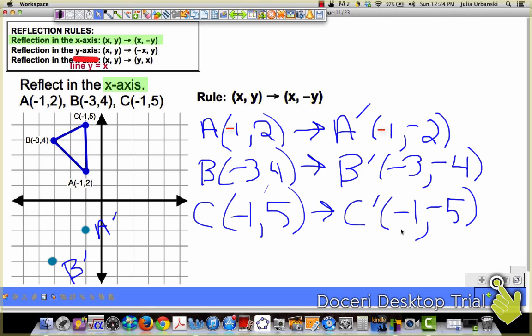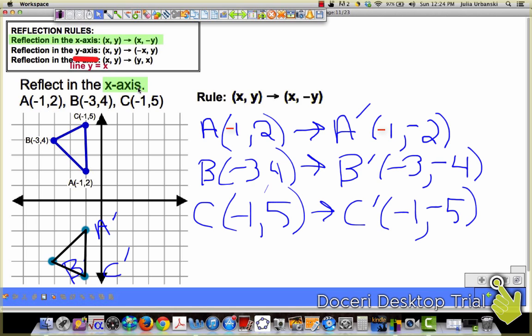Negative 1, negative 5 is right about there, and we're going to call that C prime. Okay, so all we need to do now is connect our new image right here, and look at how that's the reflection. See this right here? It's said to reflect in the x-axis.